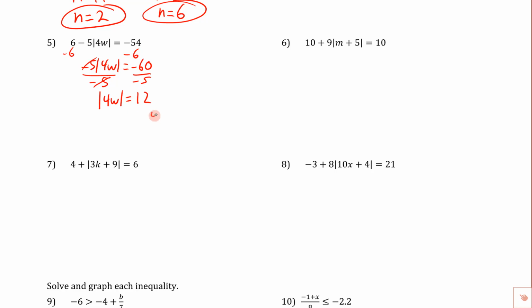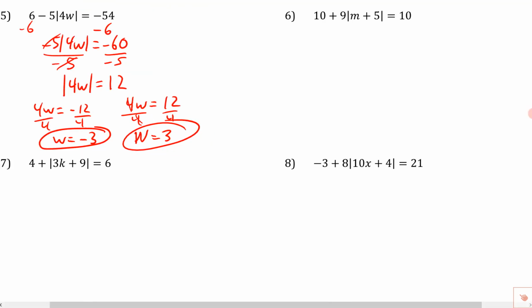So we get two cases here. 4w equals 12, and we get 4w equals negative 12. So we're going to divide by 4 on every single one of these, and we get w equals negative 3 here, so there's one of the answers. And we get w equals, let's see, we get 3 there. So the two answers on that one are 3 and negative 3. Okay, let's take a look at number 6.